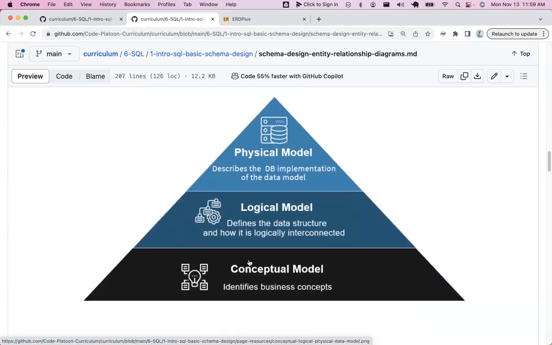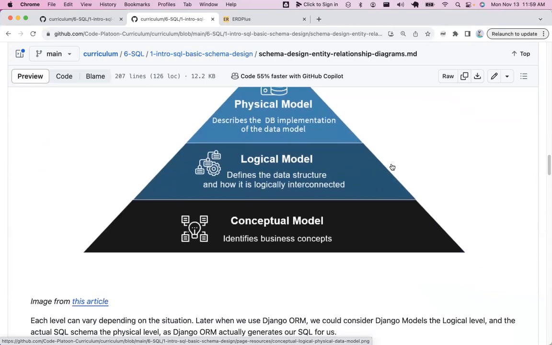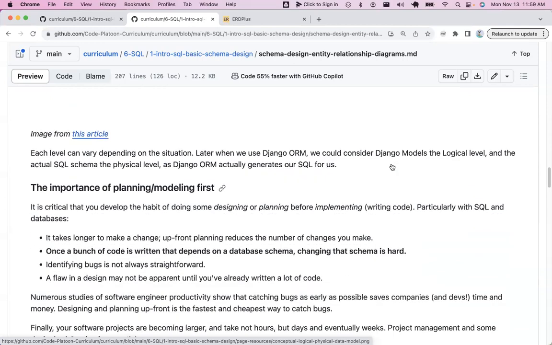But it's useful to think about designing data models in these three stages. You can use this for other stuff as well, and the physical layer we usually don't care about. You could use this to design an object-oriented program. You could use bits of this maybe for React. There are a lot of useful pieces here.